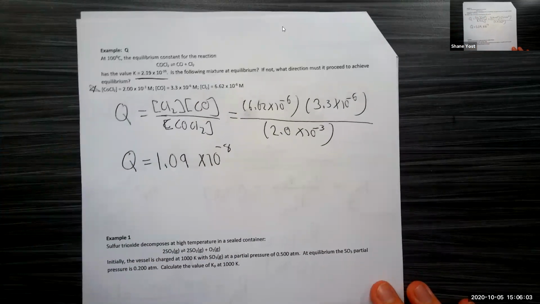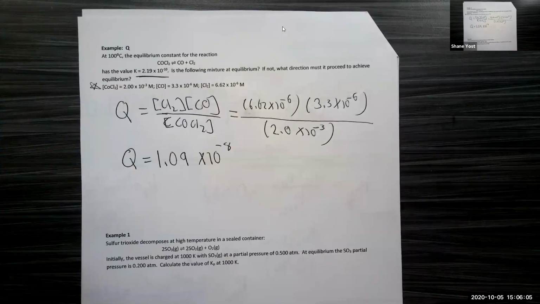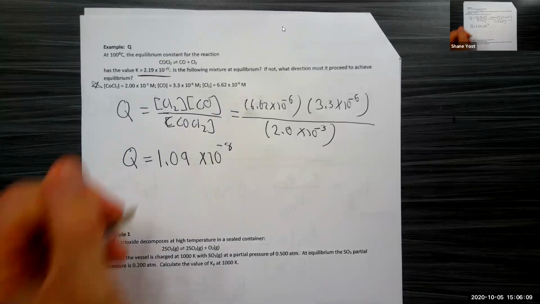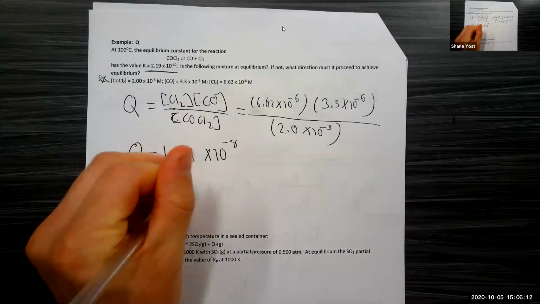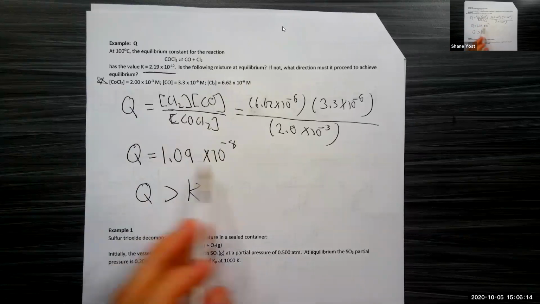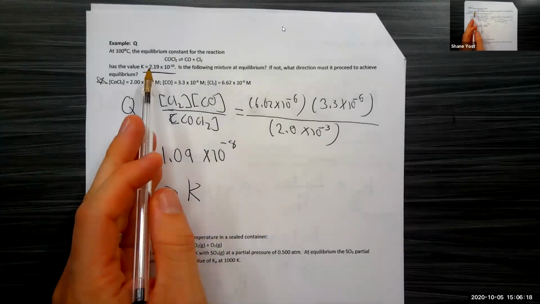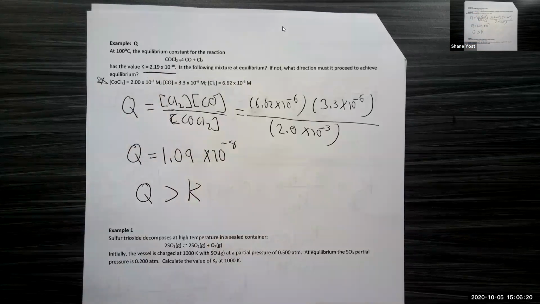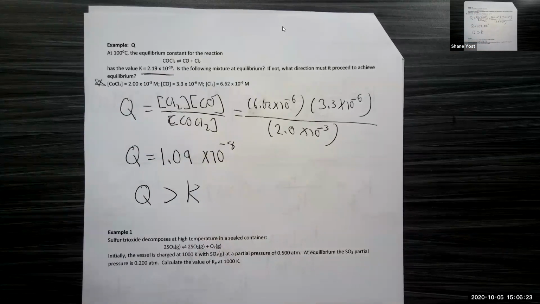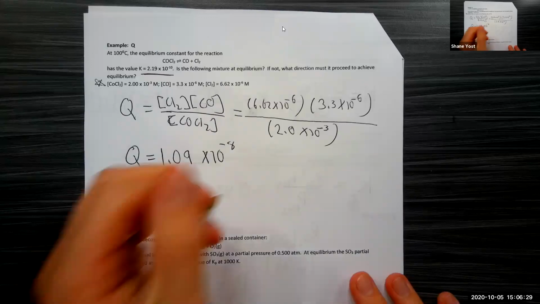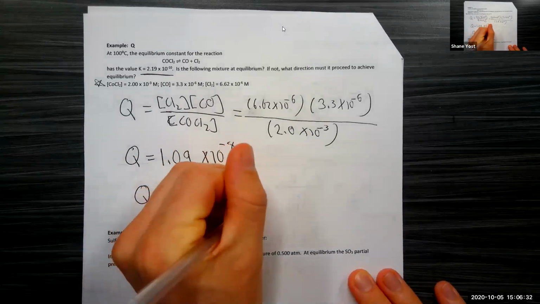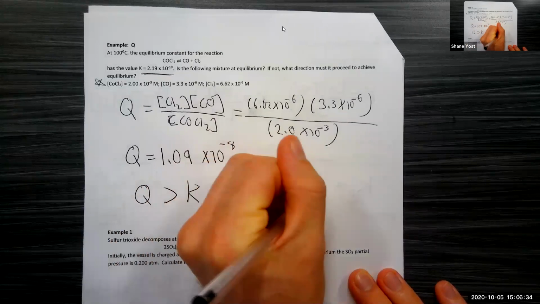So is Q greater than or less than K? It's greater than K. While Q is a very small number, 1.09 times 10 to the minus 8, it's still larger than K, which is 2.19 times 10 to the minus 10. So Q is greater than K. So what will happen in order for this reaction to reach equilibrium? It's going to go to the left. It's going to form more reactants.